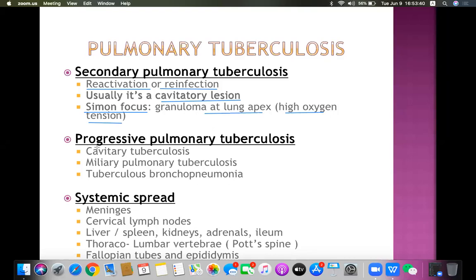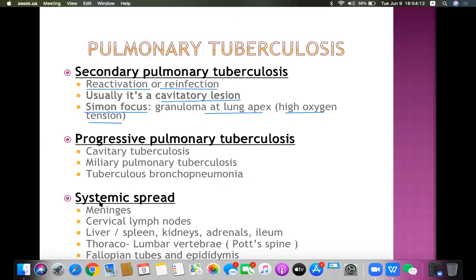Now, what is progressive pulmonary tuberculosis? Progressive pulmonary tuberculosis can be any one of these three: cavitary tuberculosis, miliary pulmonary tuberculosis, and tuberculous bronchopneumonia. Out of them, the top two are more important. Cavitary tuberculosis is seen in secondary pulmonary TB, and miliary pulmonary TB means small miliary nodules are scattered throughout the lung.